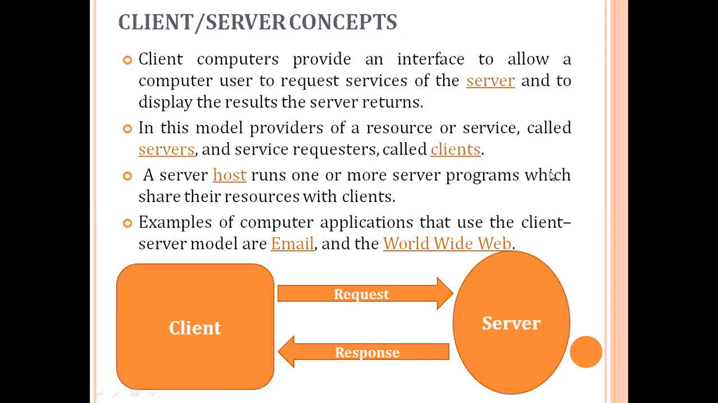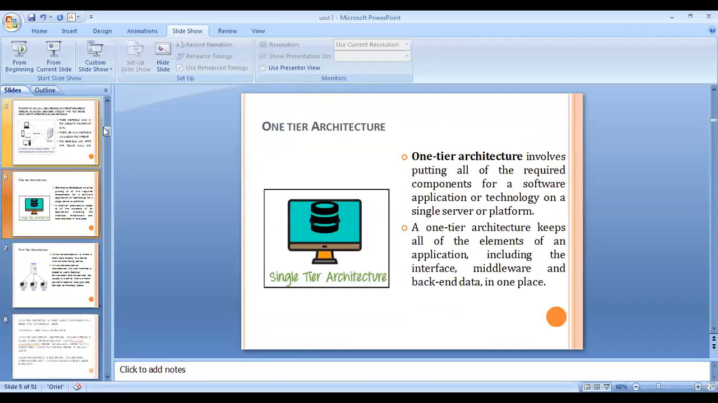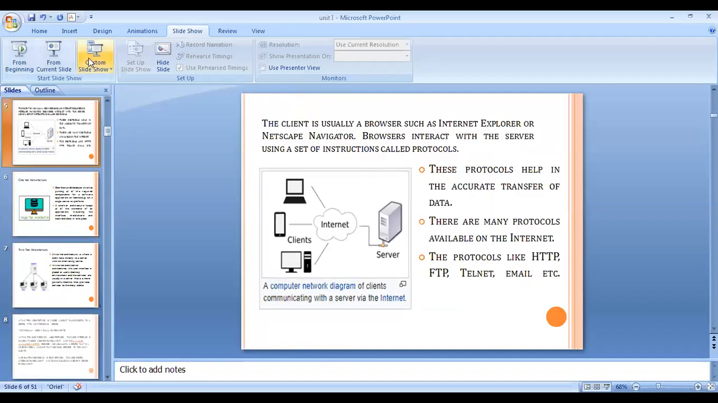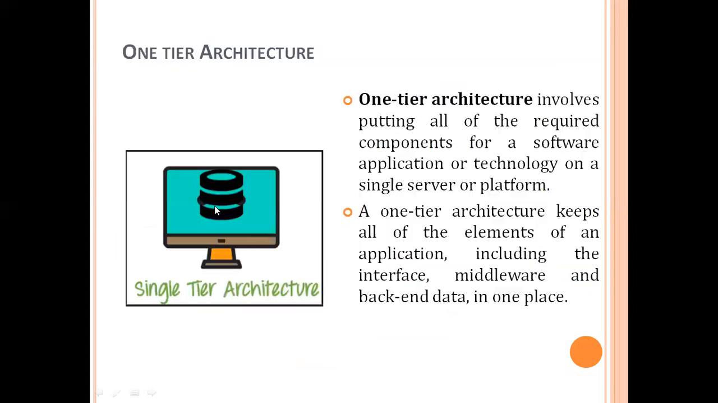Now, we will see different kinds of client server architecture. Generally, the different kinds of architectures are one tier architecture, two tier architecture, and three tier architecture. We can say three tier or n tier architecture. Now, we'll see this client server architecture. In this, we have one tier architecture, two tier, three or n tier.